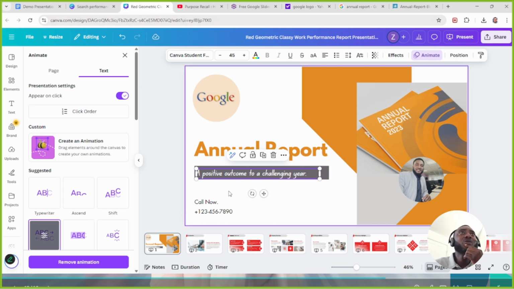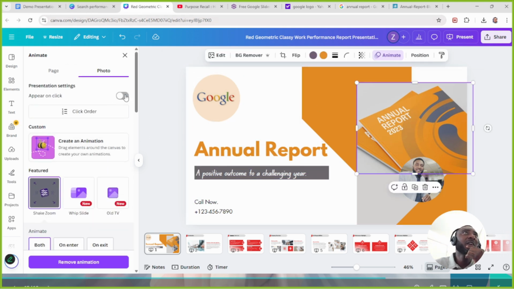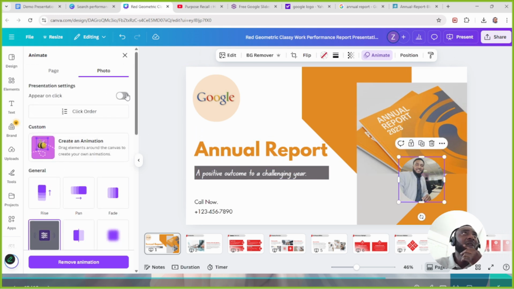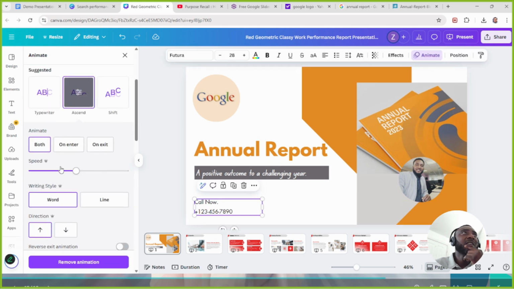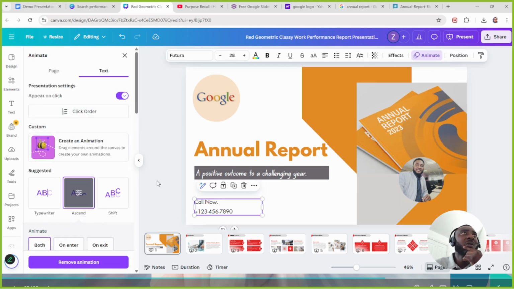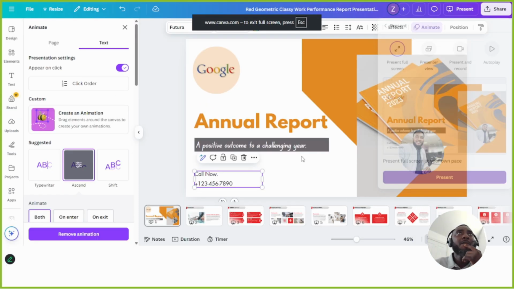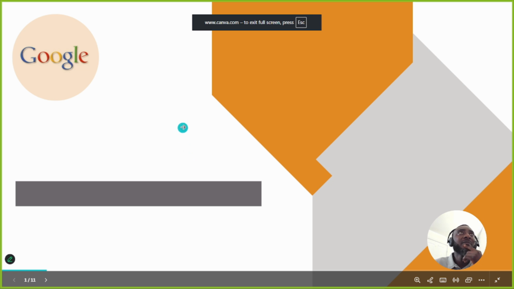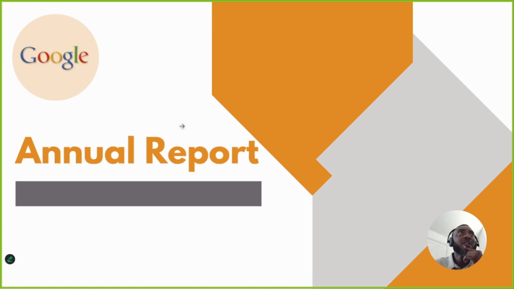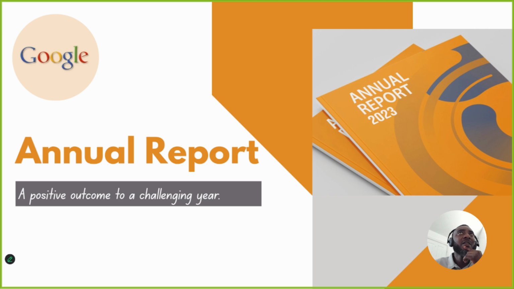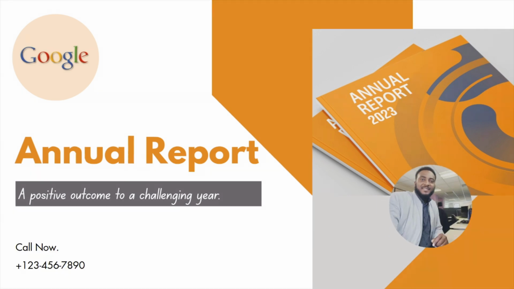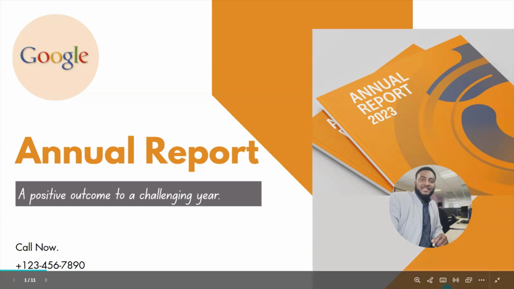then if I come to this image and say appear on click, and I come here and I'll say appear on click, and I'll take this as well and say appear on click. When I now decide to present, each time I click, it comes up, click, it comes up, click, it comes up. Now, this is how far we've gone. Can you see my screen?